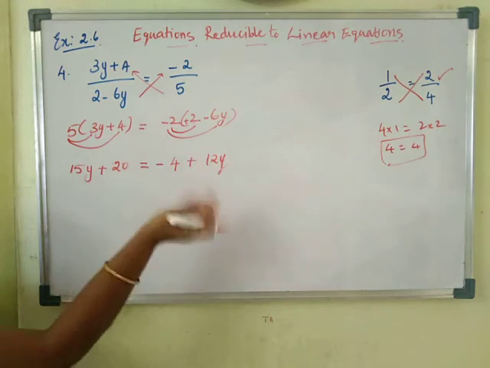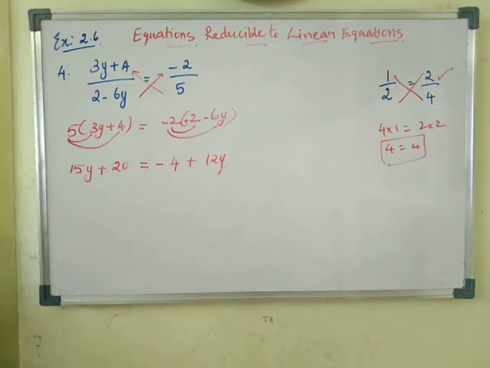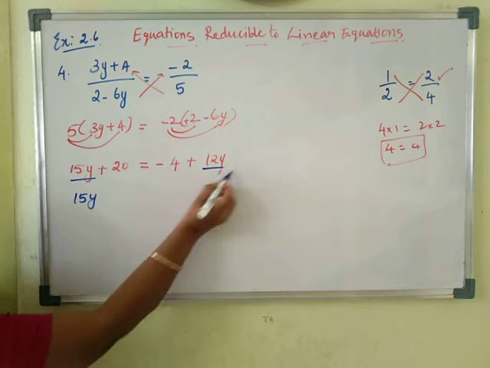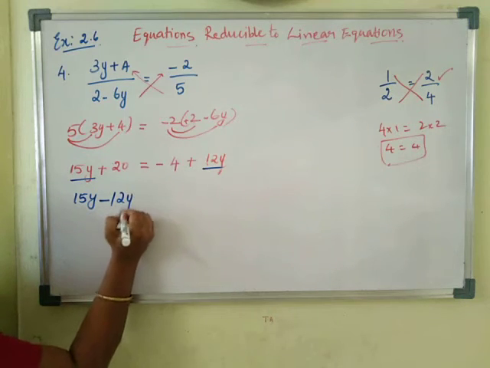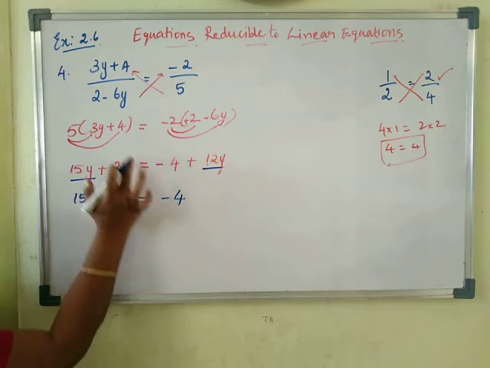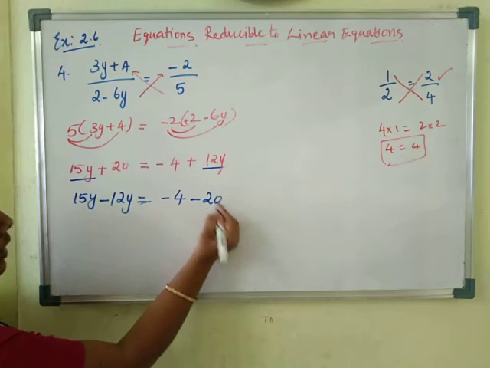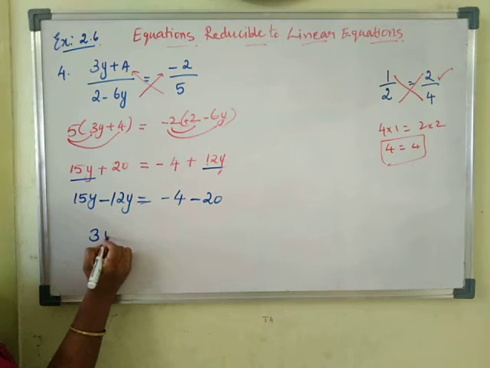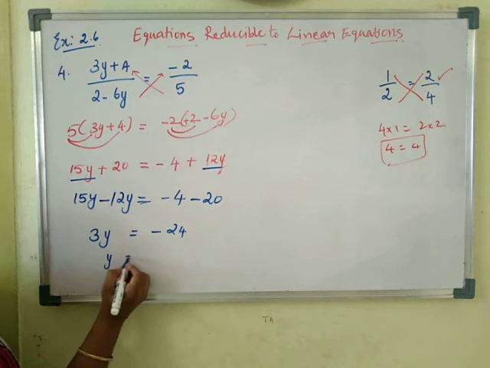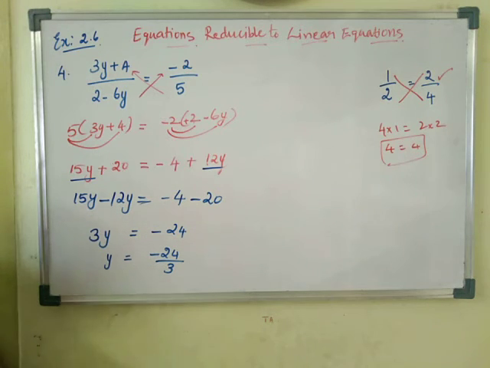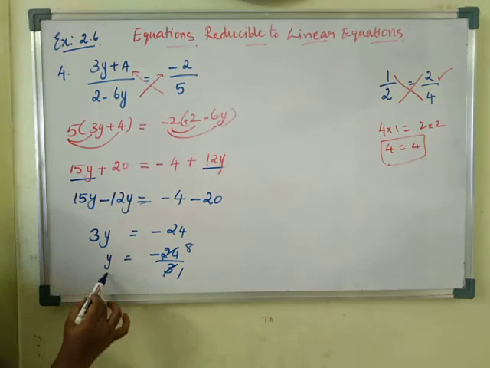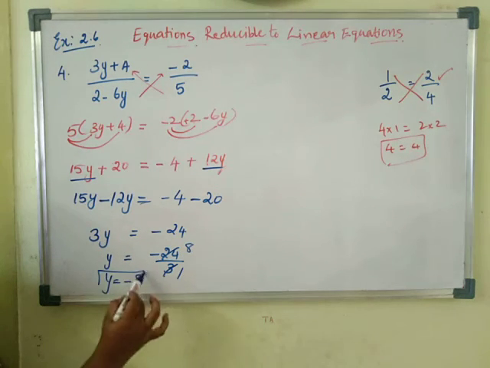Now we can bring y to the same side. The variable is on both sides, so I am bringing y to the same side. Here this is 12y and here this is 15y. So 15y, this 12y will come as minus 12y, equals -4, which is already the constant on the right hand side. This plus 20 will come here as minus 20. So 15 minus 12 is 3y equals -4 minus 20, which is -24. Now y is equal to -24 divided by 3. In the 3 table we can cancel the number. 3 1s are 3, 3 8s are 24. So y is equal to -8 will be the answer.